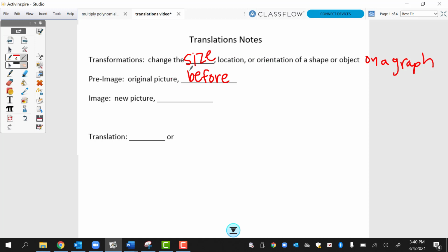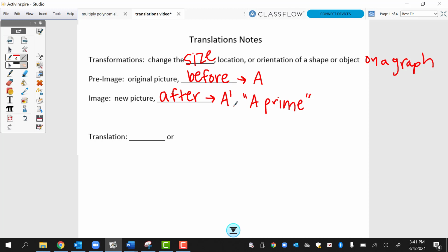And when we label our pre-image, our before picture, we label it with capital letters. Each point gets labeled with a capital letter. Our image is your new picture. So after you move it or flip it or make it bigger or smaller, after. And we label that with a capital letter and a little apostrophe. So when we're talking about this, you would say that as like A prime. That's what that little dash up there means. Okay, so I know that my after picture is always the one that has the little dash, the apostrophe up there, okay?